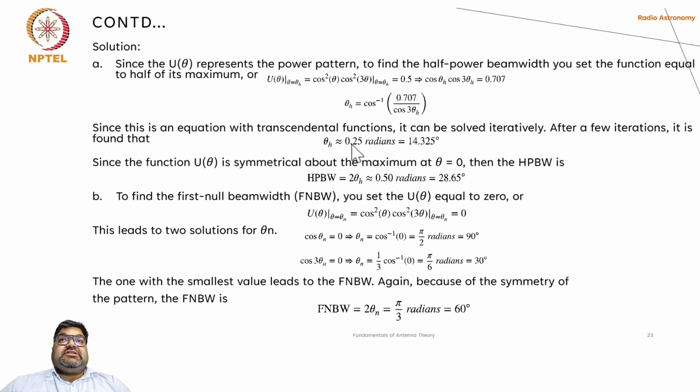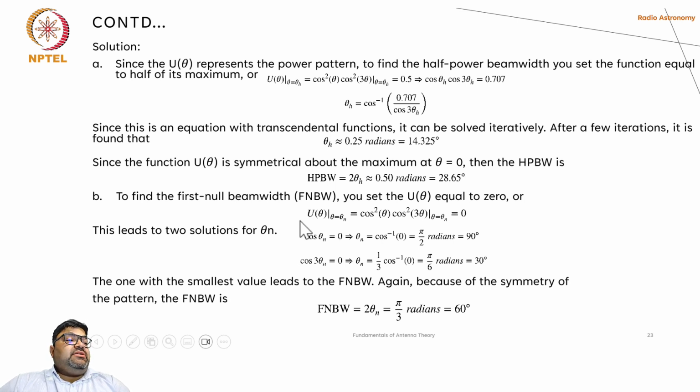So 14.325 degrees is toward one half. The other half has to be calculated too, right? From one side you come down to 0.5, and from the other side you also come down to 0.5, and the distance between the two half points is the half power beam width. So effectively it is twice this θh, which is equal to 28.65 degrees. That's the half power beam width.